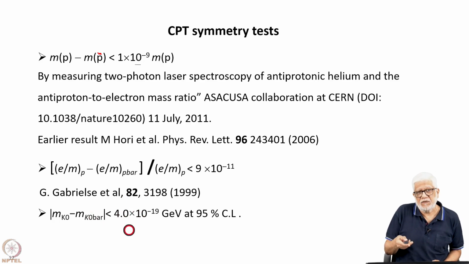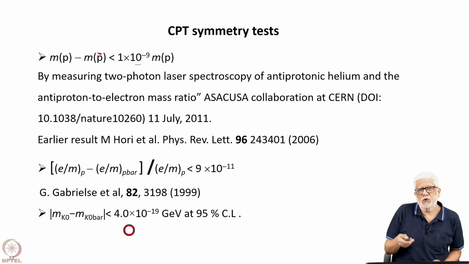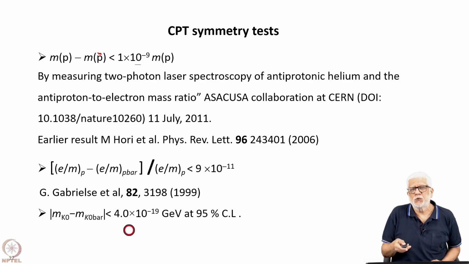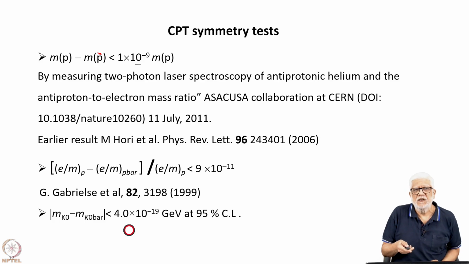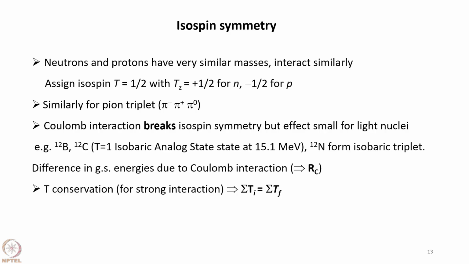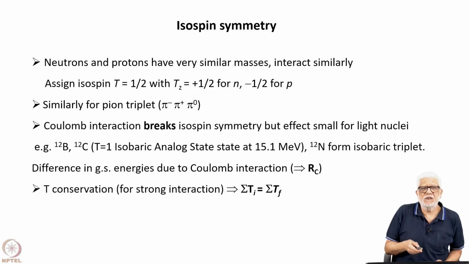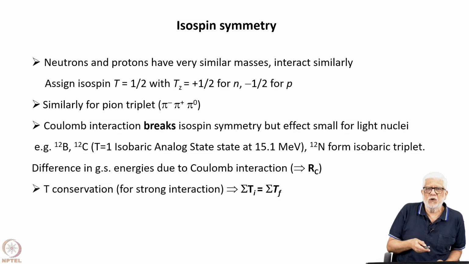So, we yet haven't found evidence for CPT violation, and of course, theory tells you that CPT should be conserved, and there is a fundamental theorem due to Pauli which says that CPT should be conserved. Finally, I talk about isospin symmetry. This is the symmetry between neutrons and protons. They have very similar masses. This was proposed by Heisenberg a long time ago, in the mid 30s.